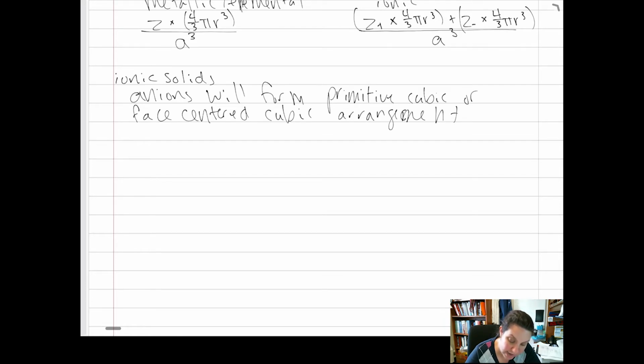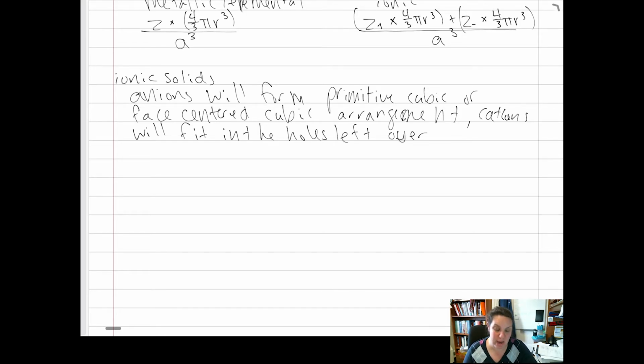And then your cations will fit in the holes left over. And the type of arrangement that you'll get will depend on the size of your cation versus the size of your anion. So you'll look at radius ratios, so make sure you look at what a radius ratio is. Remember how to calculate them. You have your different radius ratios after you calculate it.